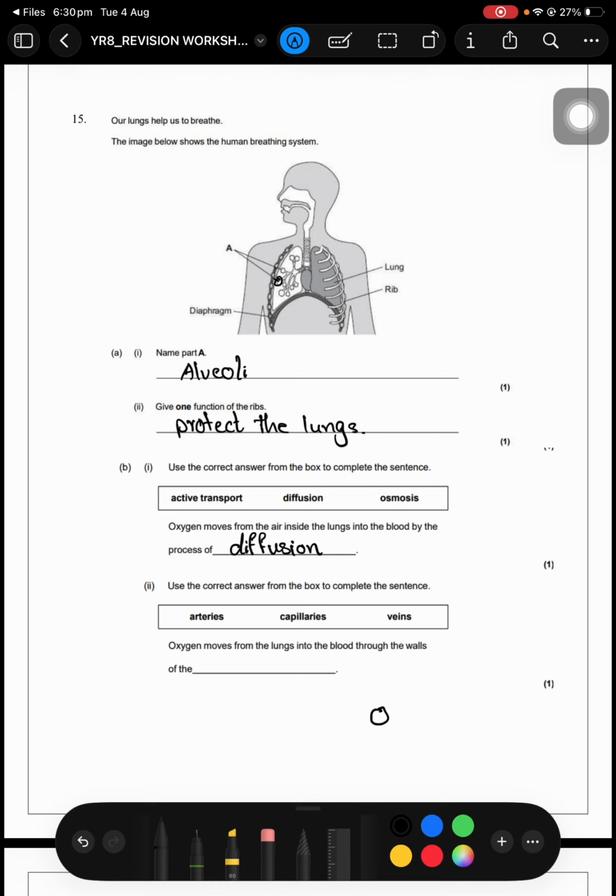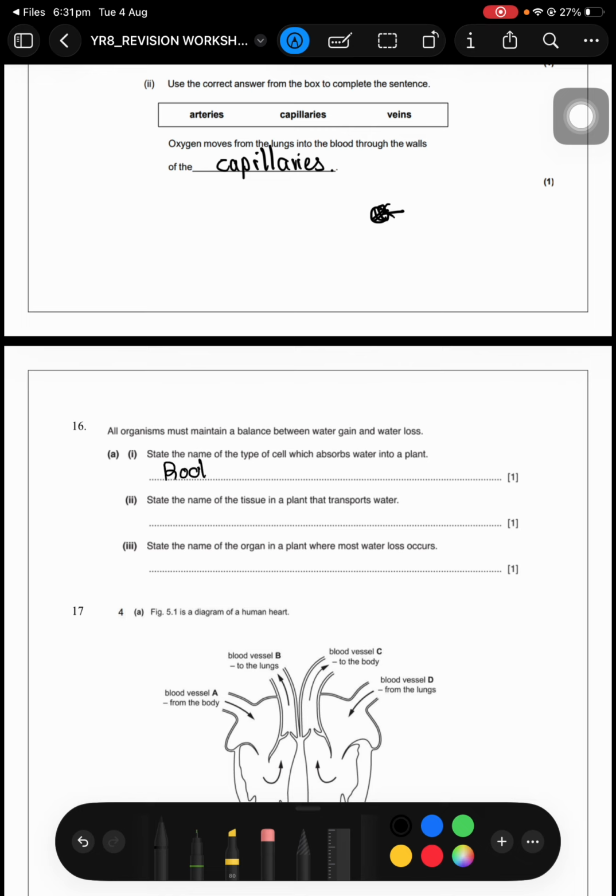All organisms must maintain a balance between water gain and water loss. State the name of the type of cell which absorbs water into a plant. This is the root hair cell in the root, because it absorbs the mineral ions and water. State the name of the tissue in a plant that transports water. This is the xylem, which you already learned before. State the name of the organ in a plant where the most water loss occurs. This is called the stomata, where most water loss occurs in a plant.